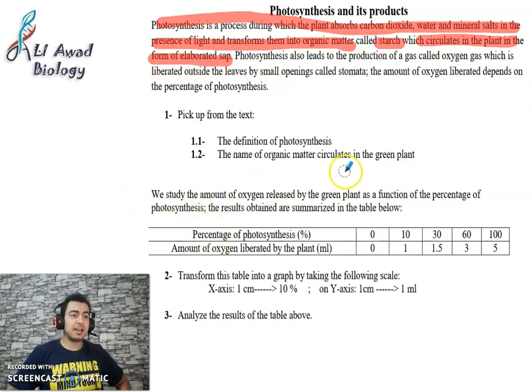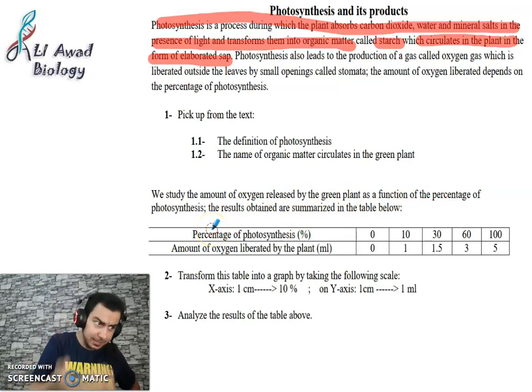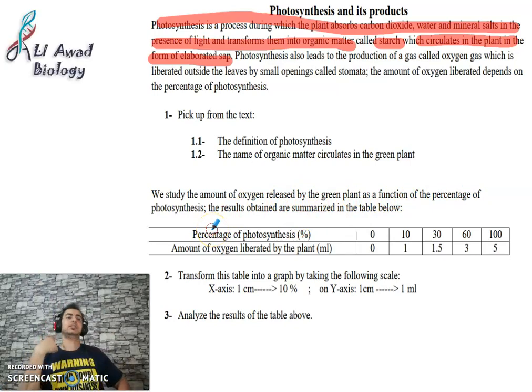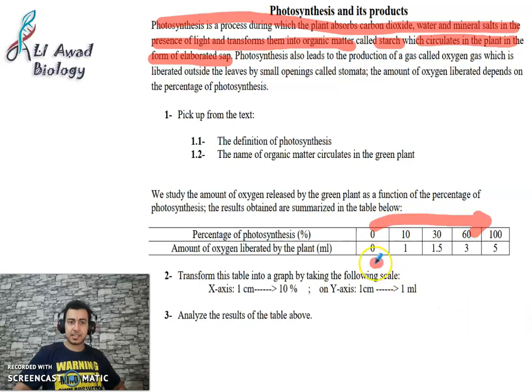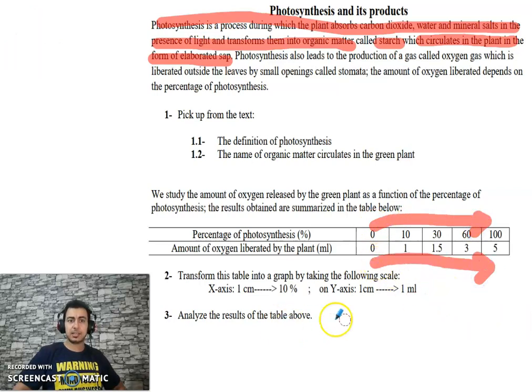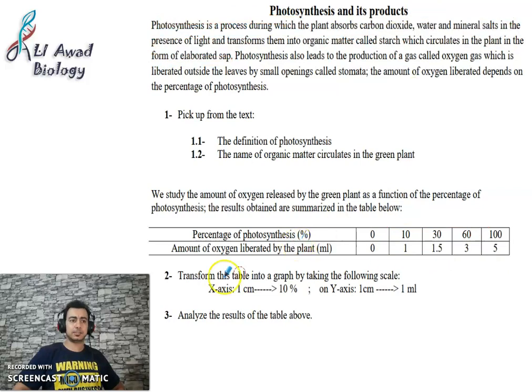We study the amount of oxygen gas liberated by the green plant as a function of the percentage of photosynthesis. درسنا كمية الأكسجين اللي عم تطلعها النبتة بناء على مين؟ على قوة الفوتوسينثيسيس. The results obtained are summarized in the table. لما كانت الفوتوسينثيسيس زيرو ما بتطلع أكسجين للبلانت. كل ما عم تقوى الفوتوسينثيسيس كل ما عم تقوى كمية الأكسجين اللي عم بتطلعها للبلانت.